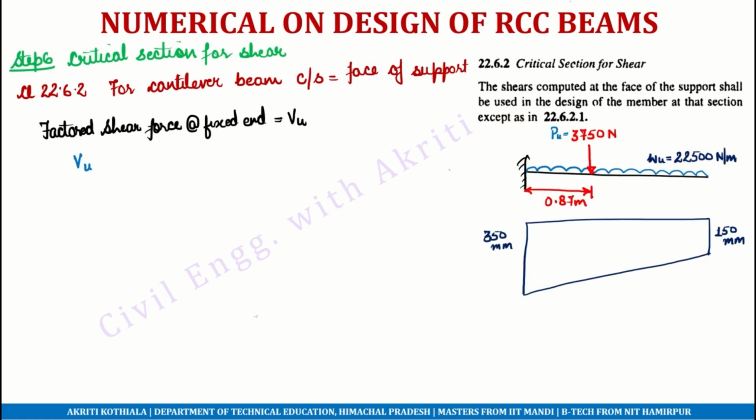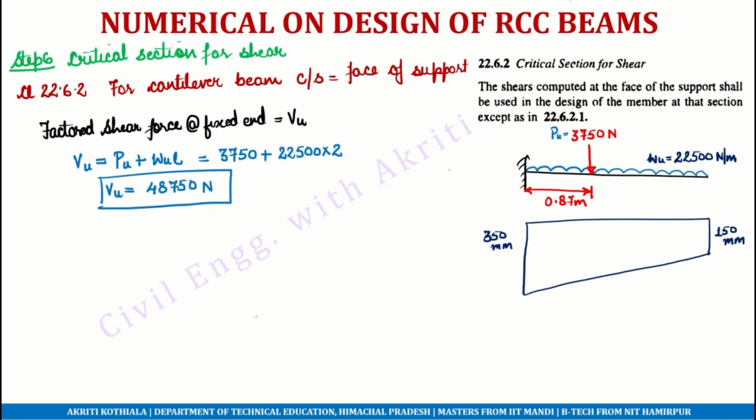So we'll be calculating the factored shear force. For factored shear force, we know that there are two types of forces. One is a UDL and the other one is a point load. So to calculate the factored shear force at the fixed end, we can simply formulate an equation: Vu is equal to Pu plus Wu into L. So substituting the values, I have 48750 Newton. So this is the value of factored shear force. We already know that the factored bending moment at the fixed end is equal to 48.262 into 10 to the power 6 Newton millimeters. So this is the value we have calculated earlier.